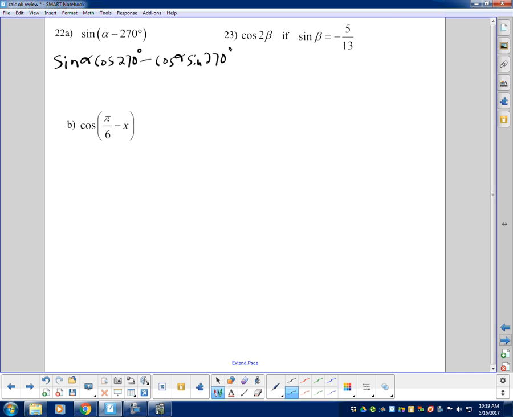Now we can go ahead and plug in. We can't do anything with sine of alpha, but cosine of 270, if you think about the picture, we're all the way around to here, that's going to be a 0 minus cosine of alpha. Sine of 270 is going to be -1. The y-coordinate there is -1. This term's gone. Negative and negative is a positive. That simplifies to cosine of alpha.